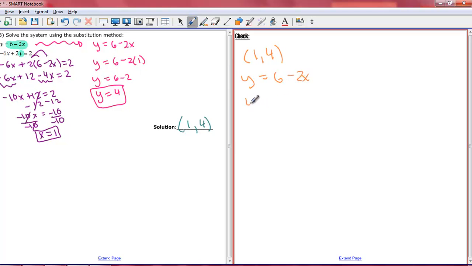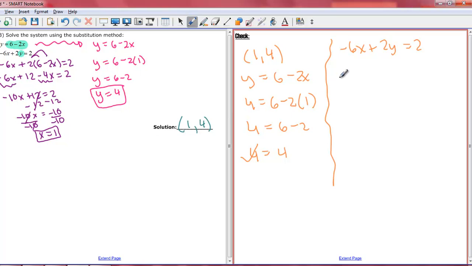So our y is 4 equals 6 minus 2 times 1. So again, we have to do that multiplication first, 6 minus 2, and then we get 4 equals 4, and since that's a true statement, we know we're halfway there. In our other half, the second equation was negative 6x plus 2y equals 2. So to check that, again, we're going to substitute, negative 6x times 1, substitute the 1 in for the x, plus 2 times 4, that's our y value. We want to make sure that that's equal to 2.